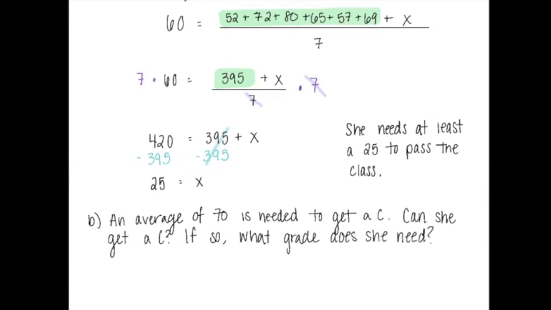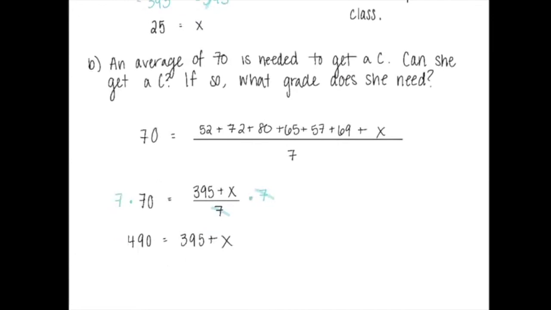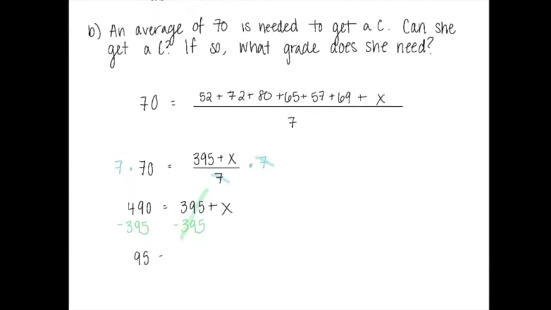Okay. So instead of needing a 60 average, she needs a 70 average to get a C. So nothing really changes in our average, except instead of a 60 over here, we have a 70. So you solve it exactly the same way. 70 will equal 395 plus x over 7. You go ahead, multiply by 7 on both sides to make these cancel. And that gives us 490 is 395 plus x. And then we go ahead and subtract 395 from both sides. So these cancel, and we are left with 95 on this side.